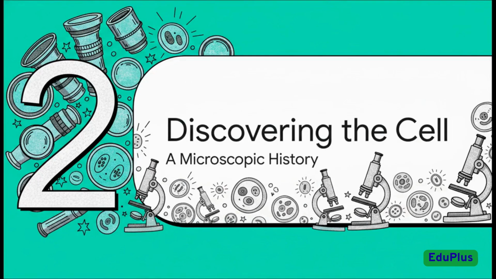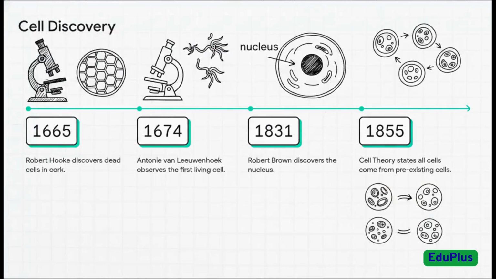All right, part 2. Discovering the cell, a microscopic history. How on earth did we actually figure all this out? Because obviously, you can't see a cell with the naked eye. This whole journey kicked off way back in 1665. A scientist named Robert Hooke looked at a super thin slice of cork under a microscope, saw these tiny empty compartments, and decided to name them cells.